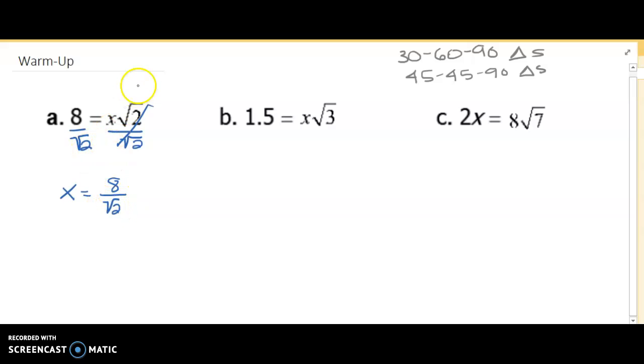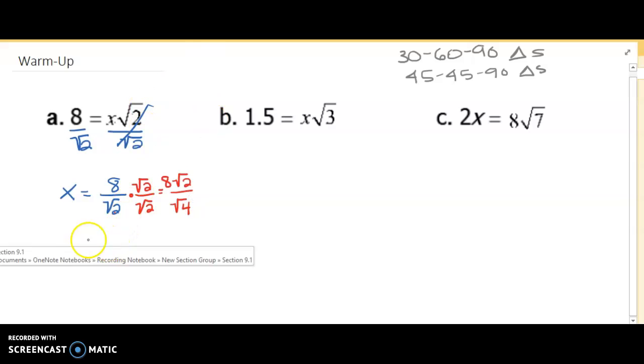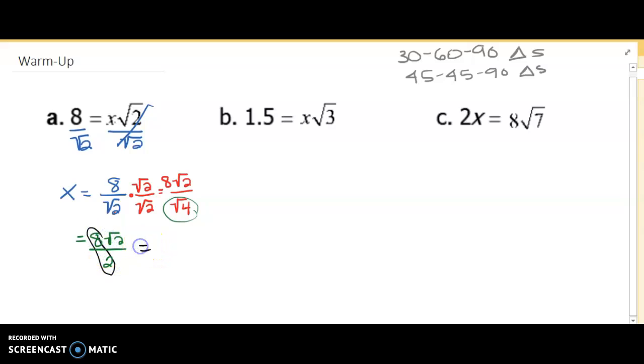Now you guys know we can't have a square root in the denominator, so we're going to multiply it by square root of 2 over square root of 2. Square root of 2 over square root of 2 is just 1, so it's perfectly legal to multiply something by 1. What we're left with is 8 square root of 2 over square root of 2 times square root of 2, which is square root of 4, which reduces to 2. And then 8 over 2 goes to 4 over 1, so this is just 4 square root of 2. Okay, I want you to go ahead and do B and C on your own, and then we will go over them.